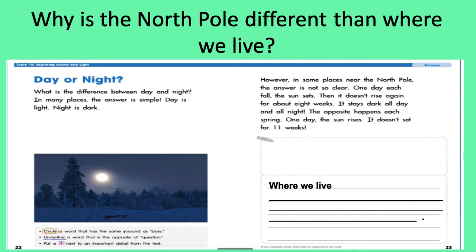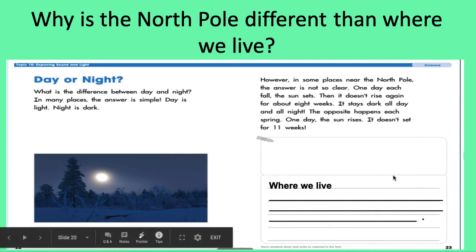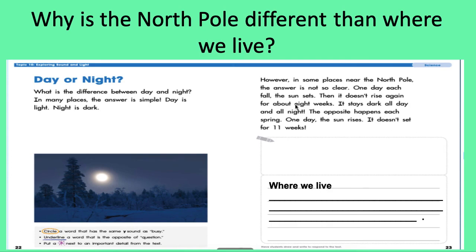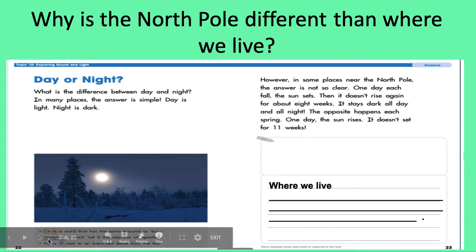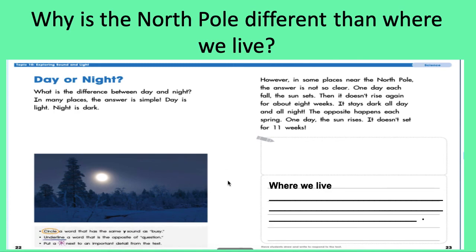Okay, so the question I want you to answer is, why is the North Pole different than where we live? And you can use the frame here that I used, which is where we live. You tell me, draw a picture, and don't forget to highlight the vocabulary words. Sometimes they're here, sometimes they're not. So you can also answer those questions there below the picture.